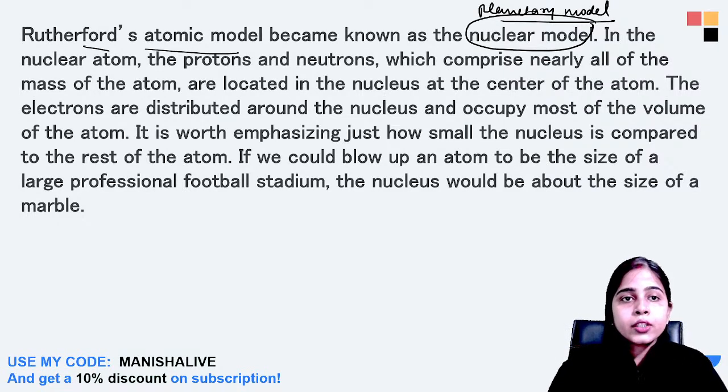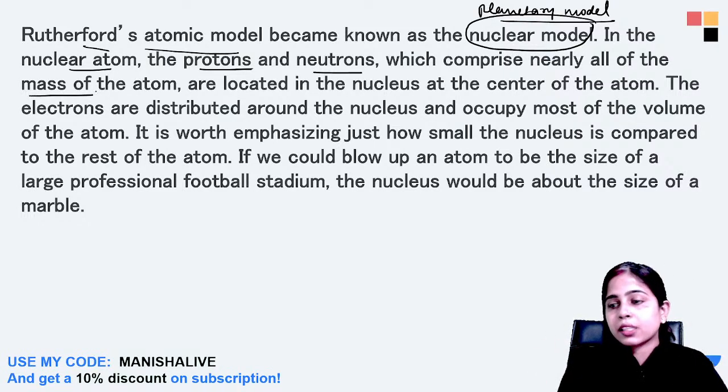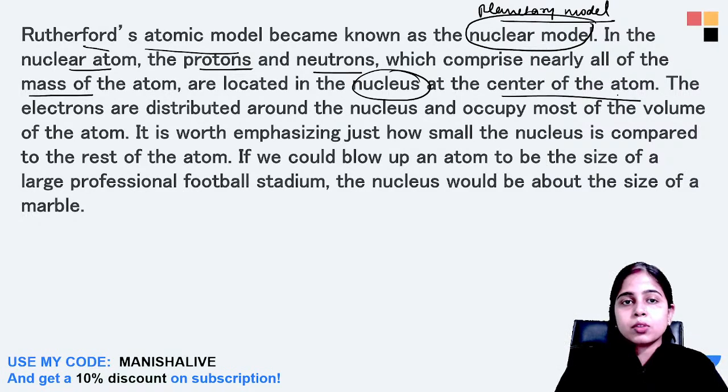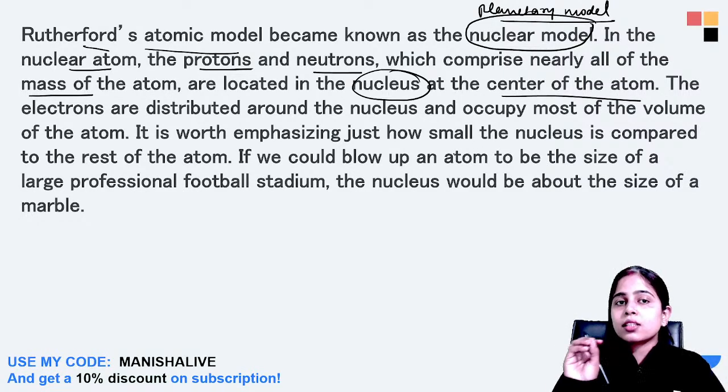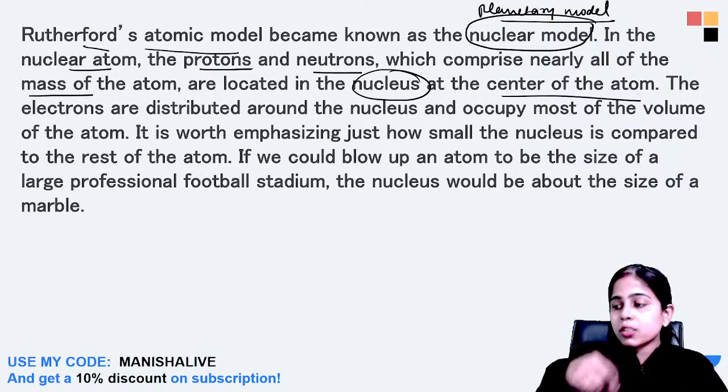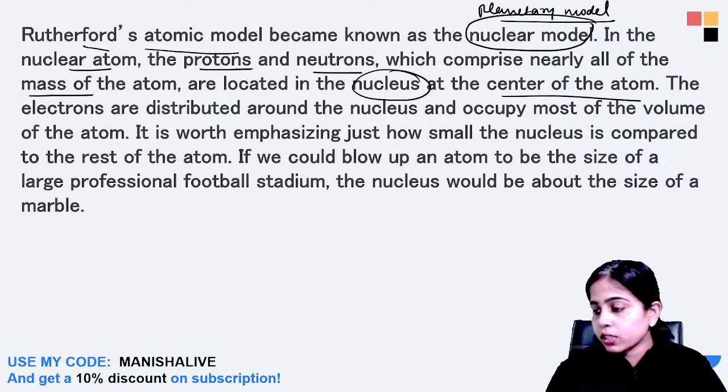So, in the nuclear atom, the protons and neutrons were responsible for the entire mass of an atom. That we know, that the entire mass of the atom depends on the neutrons and protons, which are located in the nucleus, that is, at the center of the atom. And the electrons, how are they distributed? They are distributed around the nucleus.